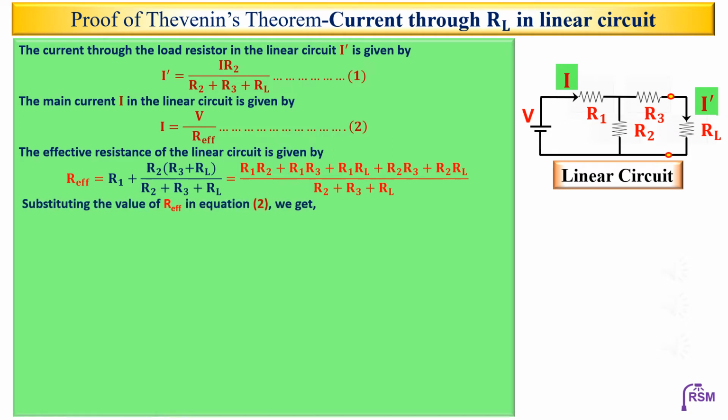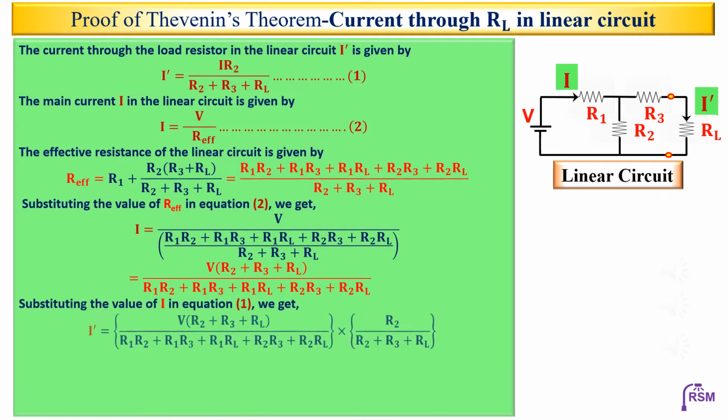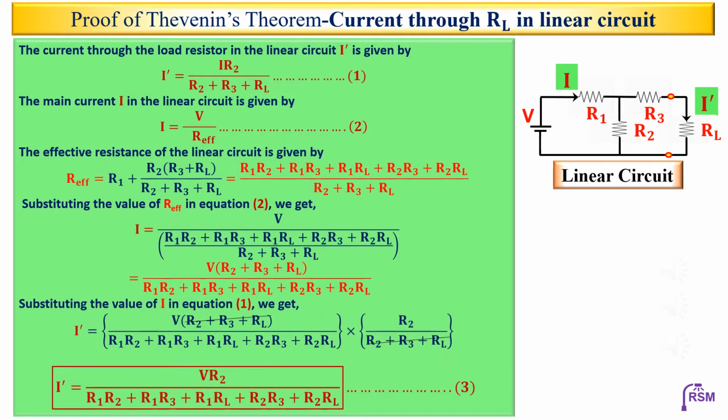Substituting the value of R effective in equation 2 gives I = V into (R2 + R3 + RL) by (R1 R2 + R1 R3 + R1 RL + R2 R3 + R2 RL). Now substitute the value of I in equation 1. We get I prime = V into R2 by (R1 R2 + R1 R3 + R1 RL + R2 R3 + R2 RL). Call that as equation number 3.